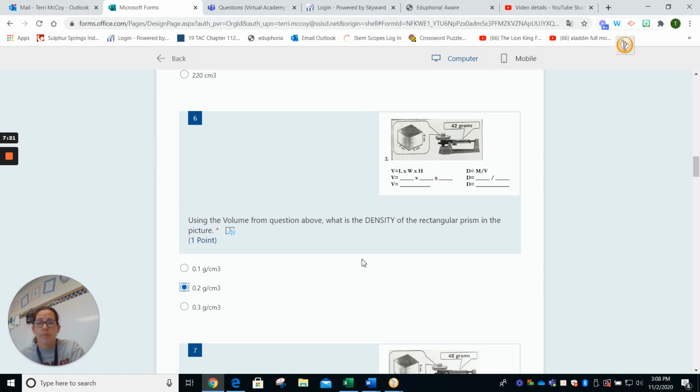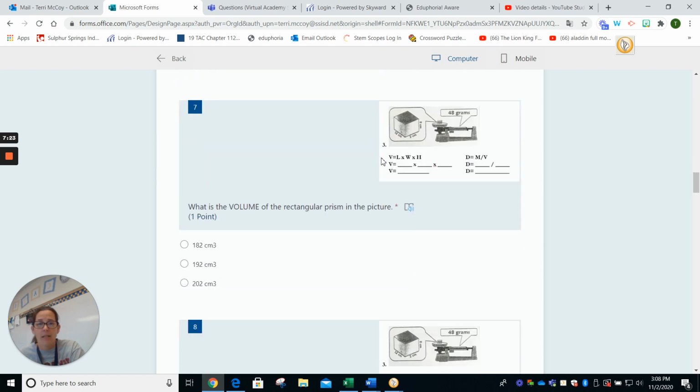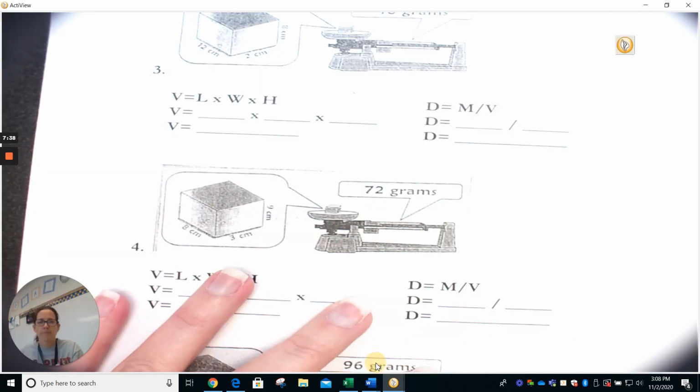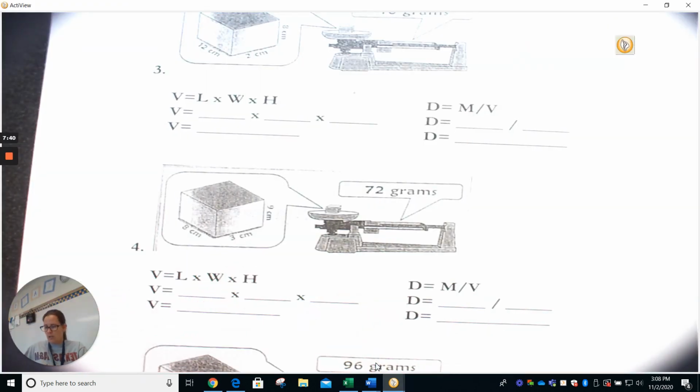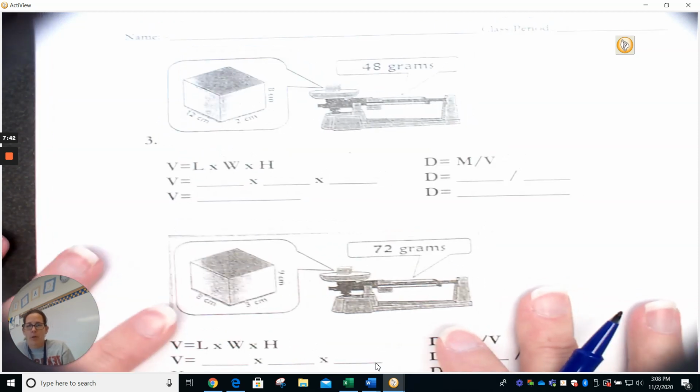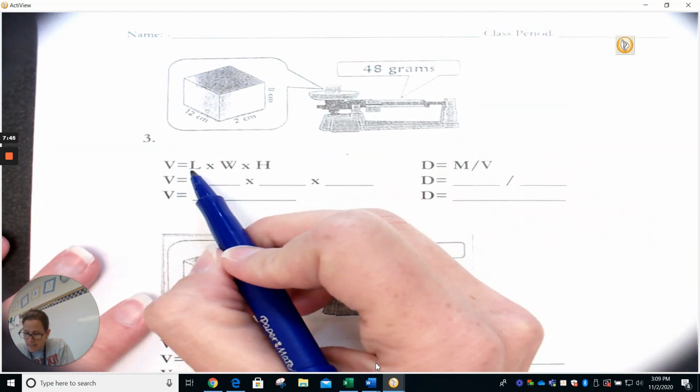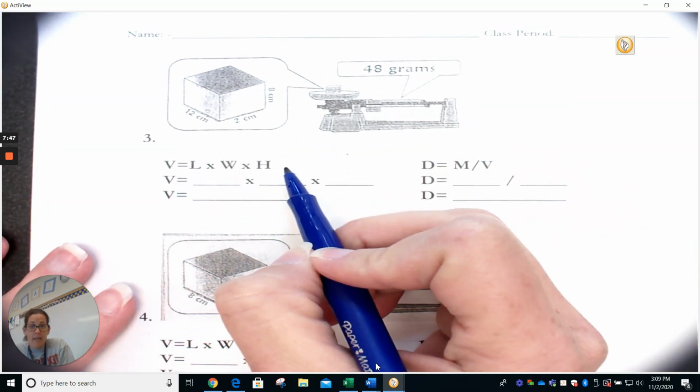Okay? Let's see, number 7. You see on my paper in front of me, it's going to be number 3, but we're on number 7. Okay, so we need to find the volume of the rectangular prism in the picture. So let's go to our paper. All right, so remember, to find volume, we do length times width times height.